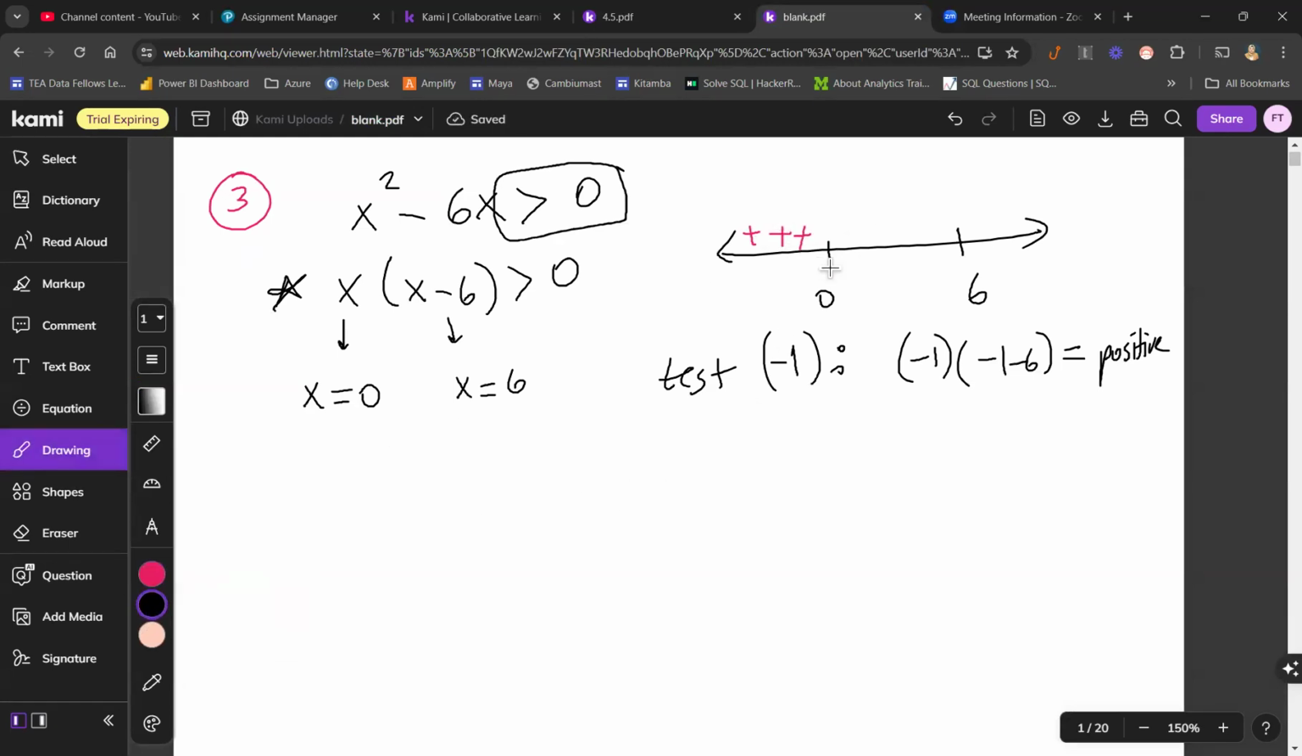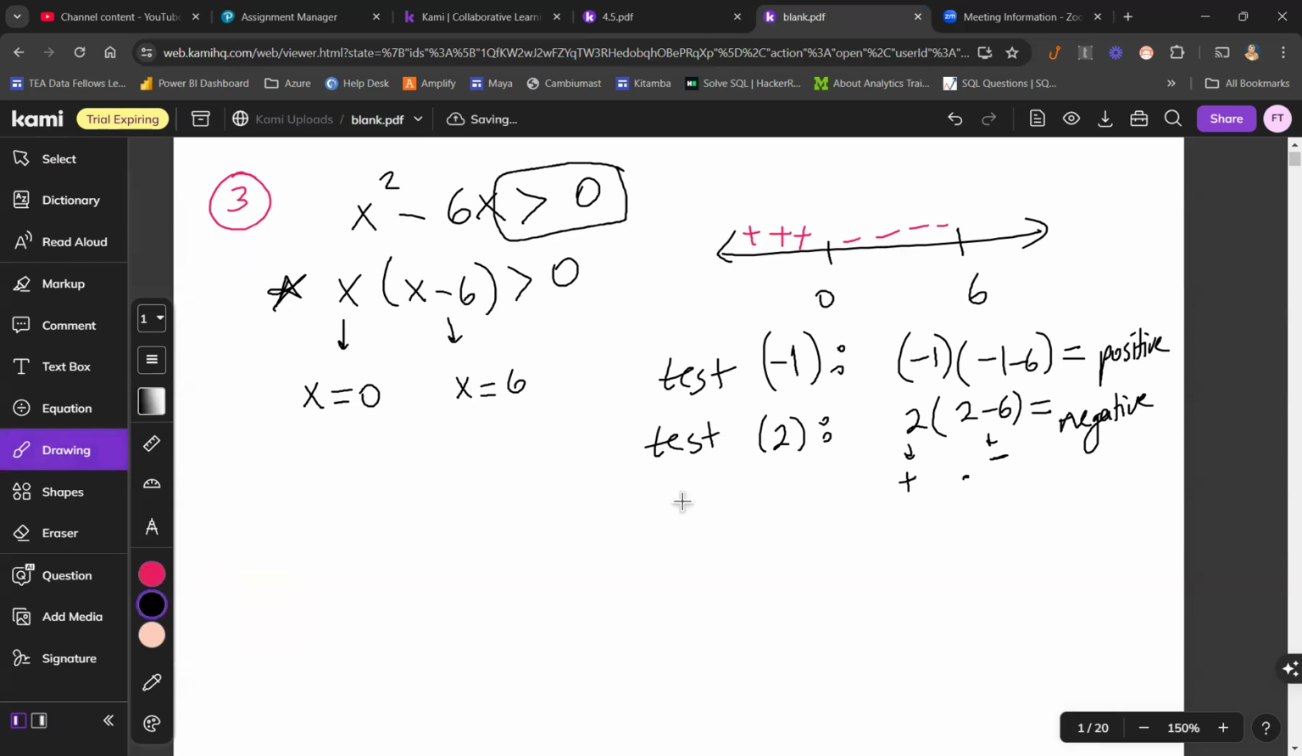Now I'm going to test a number from 0 to 6. Any number from 0 to 6, I would like to test 2. And then we're going to test it over here again. So I need 2 times (2 minus 6). This is a negative number, but this is a positive number. When we multiply a positive number by a negative number, the answer is a negative number. So for this question, we cannot use any number from 0 to 6 because we want a positive number.